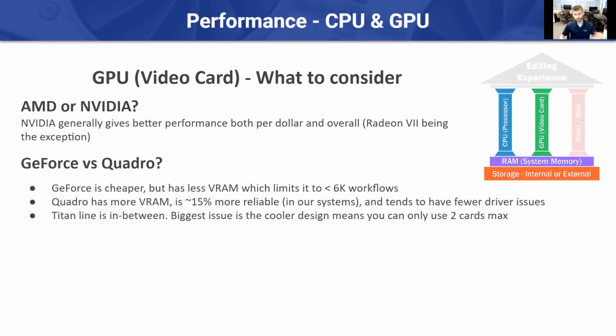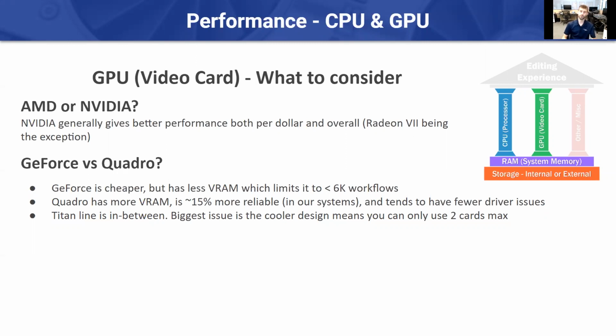Quadro has more VRAM, so it's great for 8K work. It is a little bit more reliable. Our stats, when we most recently looked it up, is about 15% more reliable. Now, 15% sounds like a lot, but both GeForce and Quadro are under 1% failure rate for us, so it's actually a small fraction, but it is more reliable. So if it is a mission critical system, you need to have minimal downtime, and any downtime costs you a whole lot of money, more than the Quadro costs you, then you can go with Quadro.